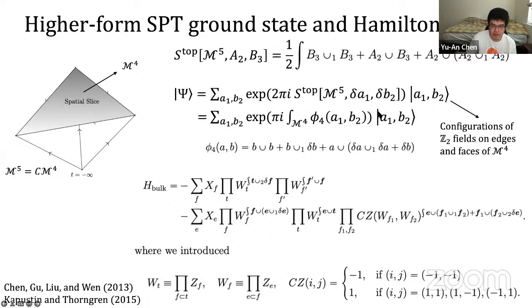And from the wave function, we can write down the Hamiltonian. I don't want to go into any technical calculation, but in principle, it's the definition of TQFT. If you evaluate the partition function on the open manifold, it gives you the ground state on the boundary. And from the ground state, we can write down the Hamiltonian.